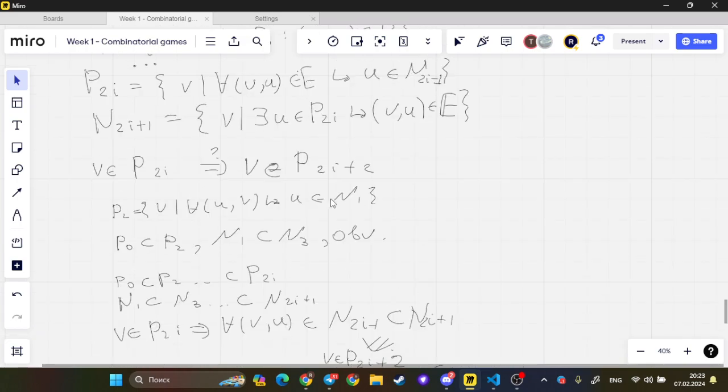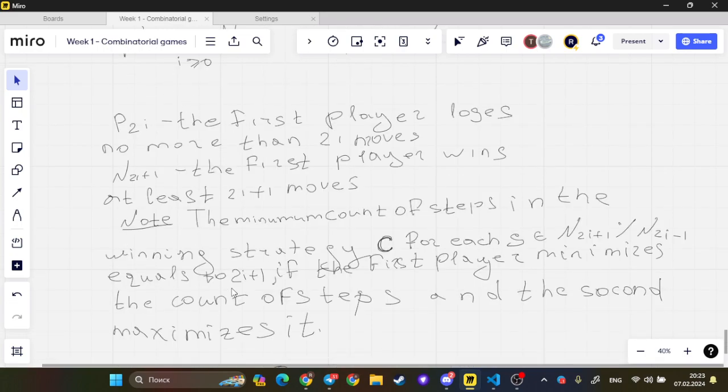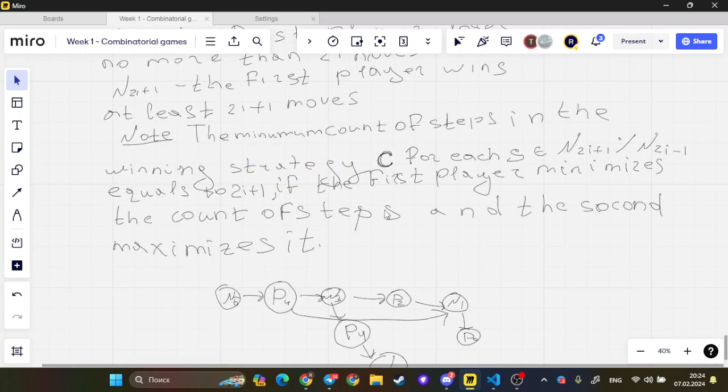So since we proved that there exist two sequences, we get that in this class, if the first player starts to play in these vertices, it means it requires no more than 2E moves to lose. And that's it.